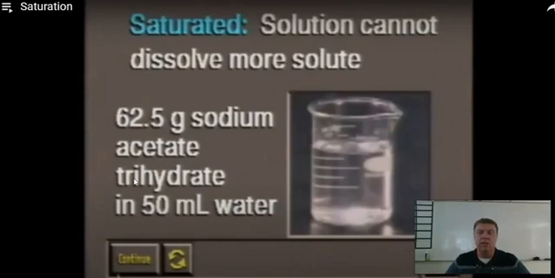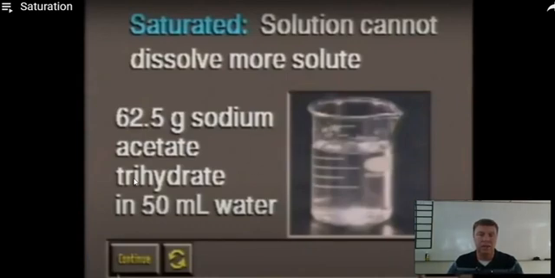Now, you learned in the last video, you could make it hold more by doing a couple of things. You could add more tea and then mix it up. That would work. Or you could heat it up. Hot tea will dissolve more sugar than cold tea. Everybody knows that. Okay, but in this case right here, 62.5 grams of sodium acetate trihydrate is all that dissolves.